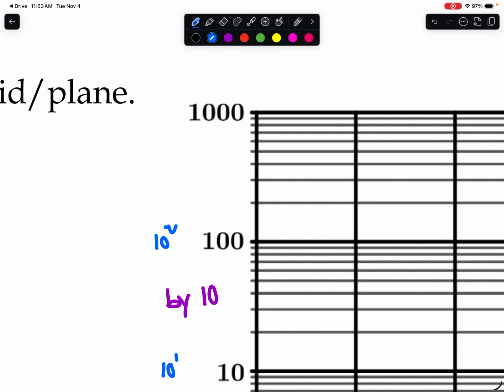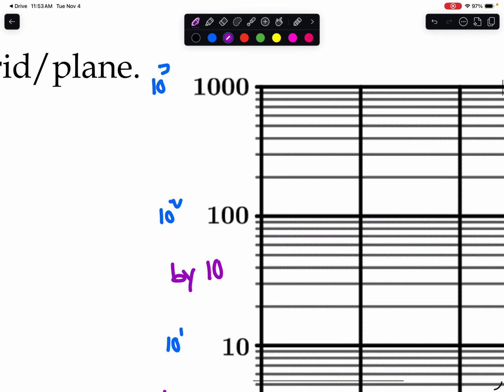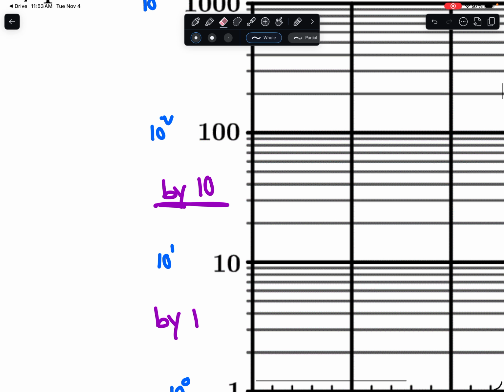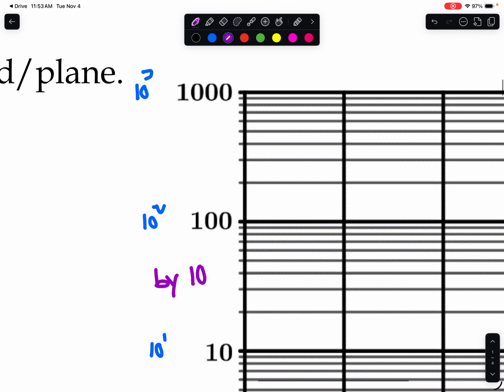Up to the next tier, now we're going to go from 10 to the second power up to 10 to the third power. So now instead of counting by 1 like we did in the first tier, and then by tens in the second tier, hopefully you can see the pattern, now we're going to count by 100 in the next tier. So this first level here is going to be 100. Then we're going to go to 200, 300, 400, 500, 600, 700, 800, 900, and 1,000. So in this upper tier here, we're going to count by 100.